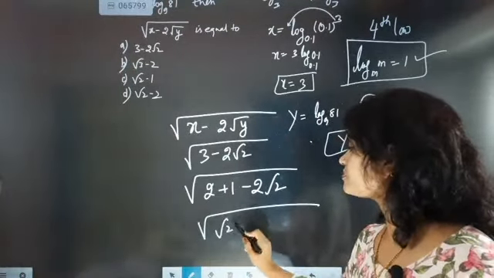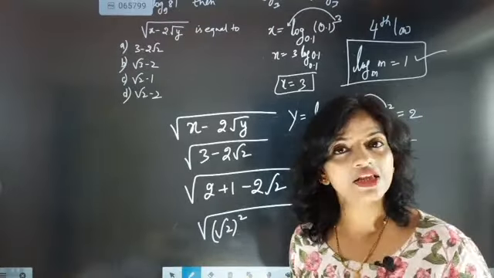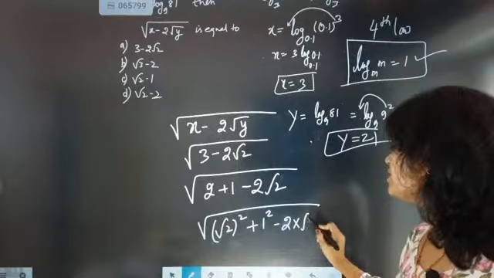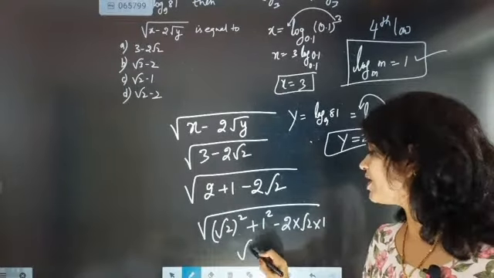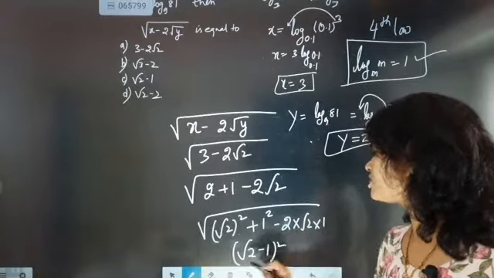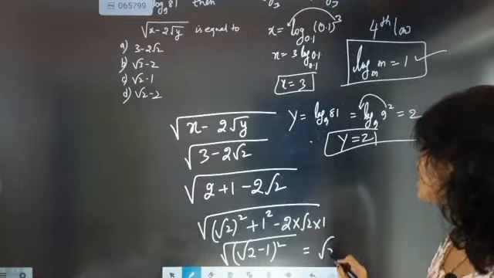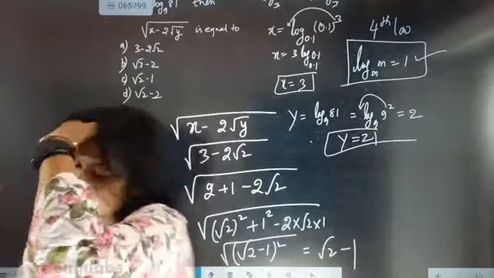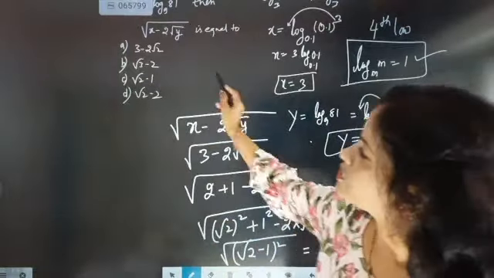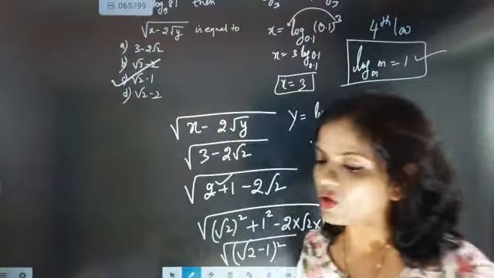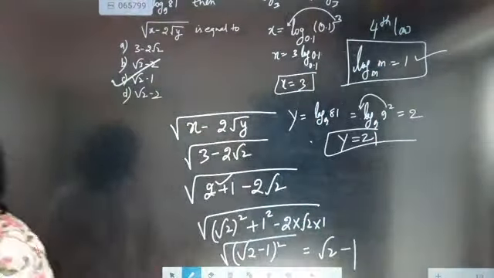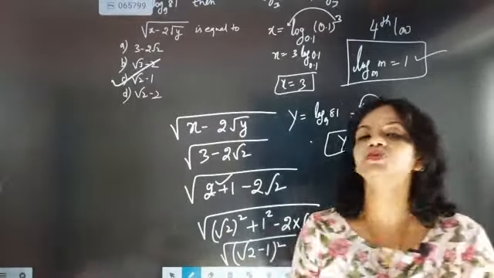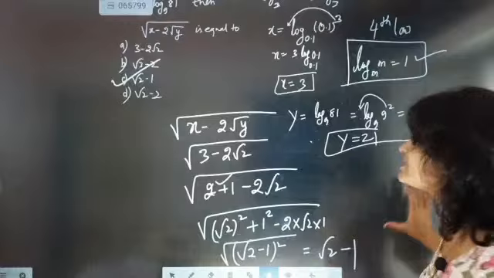2 is nothing but root 2 whole square. A square plus B square minus 2AB. So it is coming as root 2 minus 1 whole square, and outside root is there. So it is coming as root 2 minus 1. I rest my case. Root 2 minus 1. And once root 2 minus 1 is coming, that means your answer is C. I hope you have understood the steps, what exactly we have taken, how we have solved the question. It's very, very important, and technical steps are there.